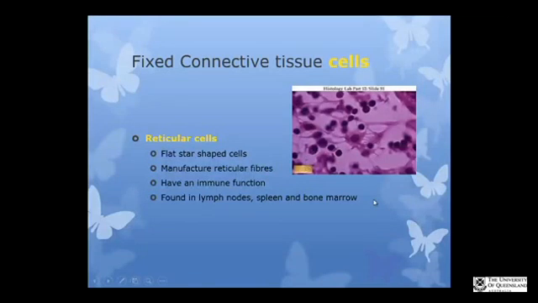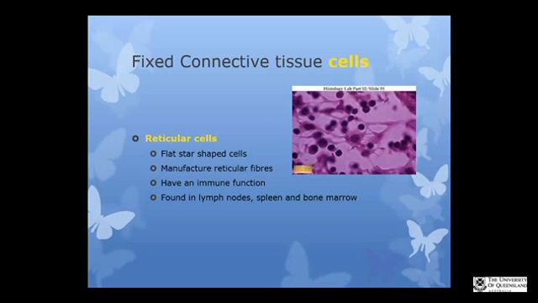Reticular cells. Here is a reticular cell here, and you can see it's a flat star-shaped cell. So here's the cell, here's its nucleus, and you can see all these little bits that are a bit like the prongs on a star. And these manufacture reticular fibers. So they would be reticular what? Reticular blasts. You're getting the hang of this. Well done. And a mature cell will be a reticulocyte.